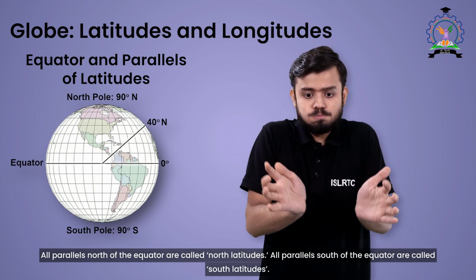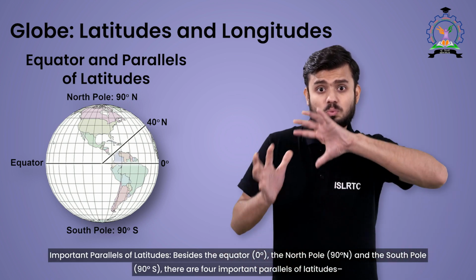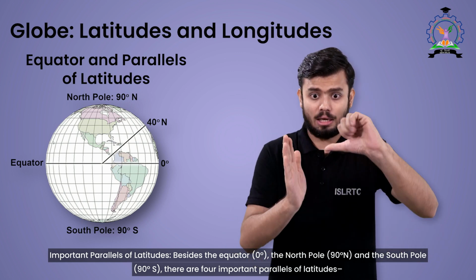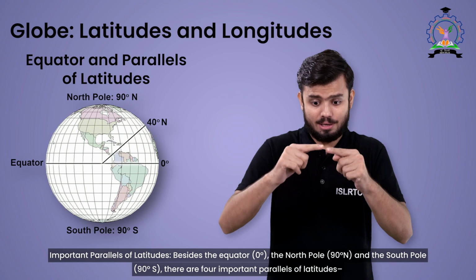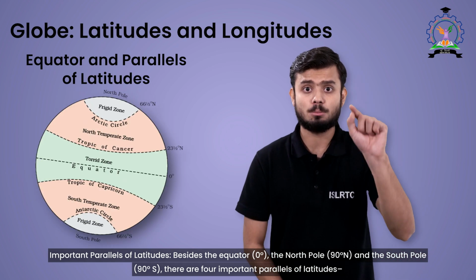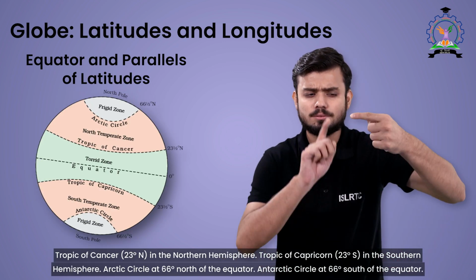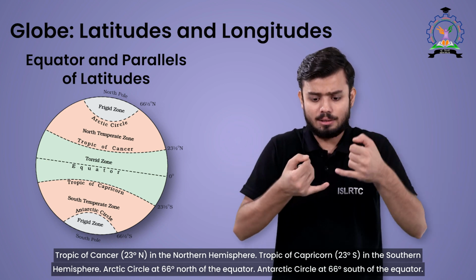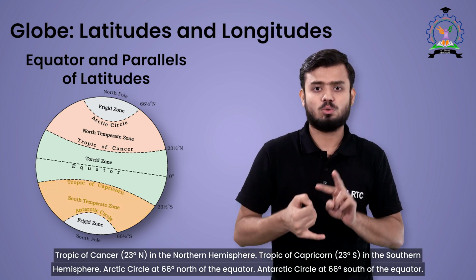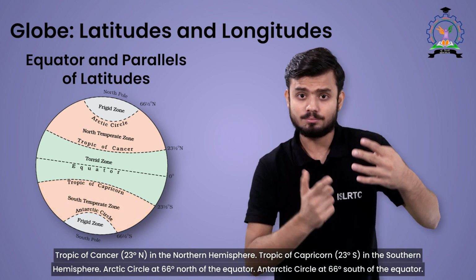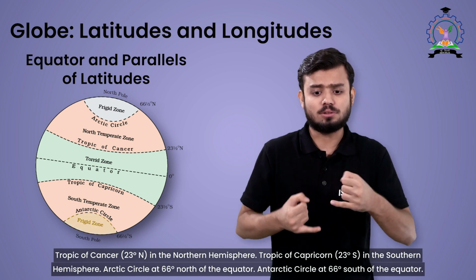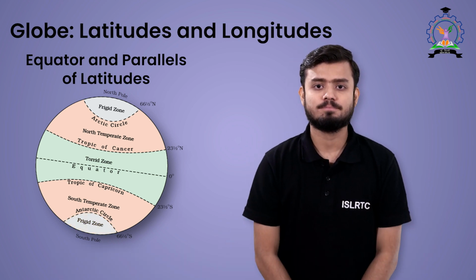Important parallels of latitudes: besides the equator, 0 degrees, the North Pole, 90 degrees N, and the South Pole, 90 degrees S, there are 4 important parallels of latitudes. Tropic of Cancer, 23 degrees N, in the Northern Hemisphere. Tropic of Capricorn, 23 degrees S, in the Southern Hemisphere. Arctic Circle at 66 degrees north of the equator. Antarctic Circle at 66 degrees south of the equator.